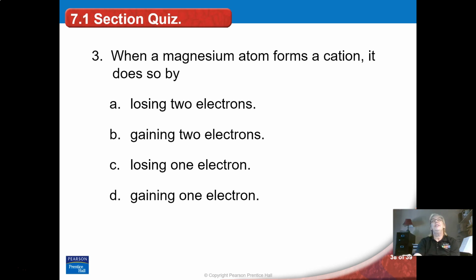How does it do that? It's in group... Go look at your periodic table. See if you can answer this by yourself. Go pause this for a second if you need. And here we go. Magnesium is going to lose 2 electrons and become Mg+2.